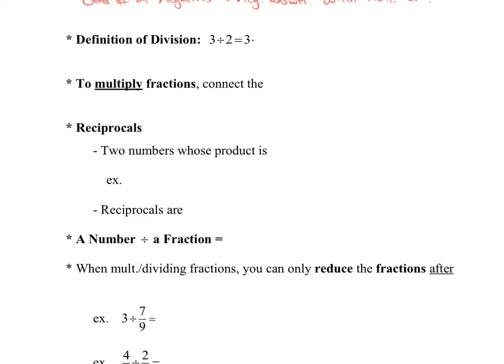But 3 divided by 2 is the same as 3 times 1 over 2. So that definition of division is really trying to say, if you're dividing by a number, so here I'm dividing by 2, that's the same as multiplying by the reciprocal of that number.